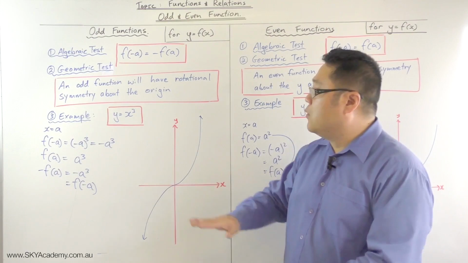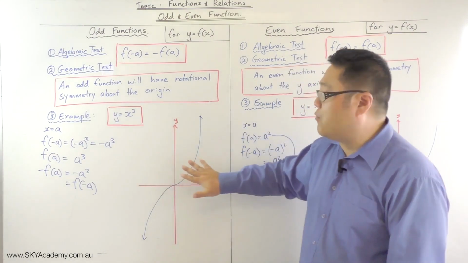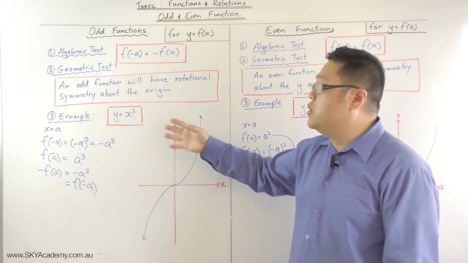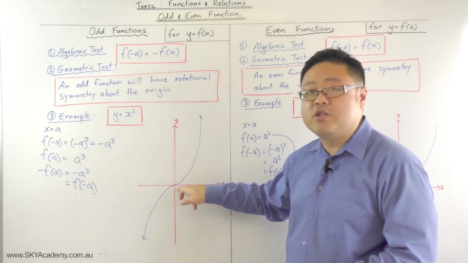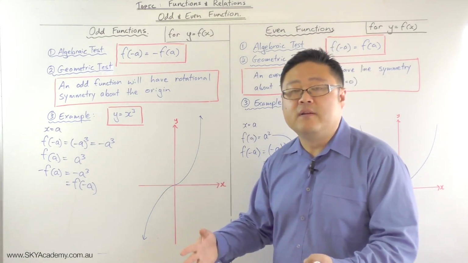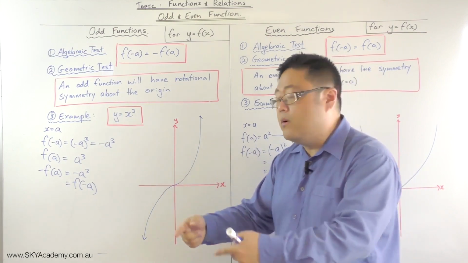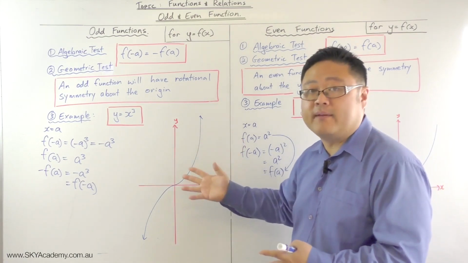And also with an odd function, if we were to shift it up or down or to the left or to the right, and rotate it about the origin, it would no longer have rotational symmetry about the origin. It's no longer even. It's no longer odd, even though it has rotational symmetry at some other point.